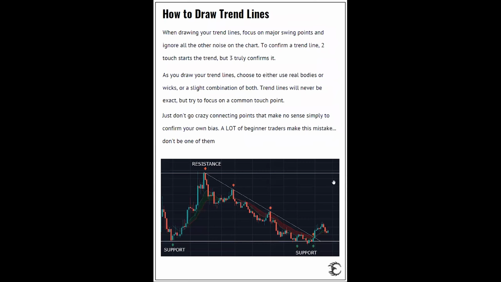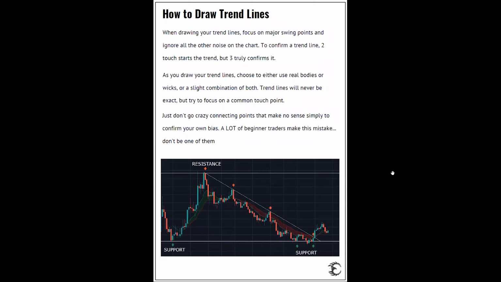So as you draw your trend lines, choose to either use real bodies or wicks, or a slight combination of both. Trend lines will never be exact in some cases, but try to focus on a common touch point. I myself try and use wicks, unless you have really, really crazy wicks, which you see on lower liquidity coins, like lower alt cap coins, and even on BTC to a degree.